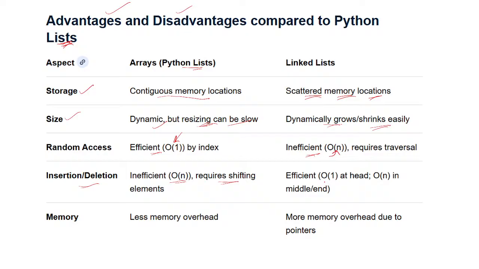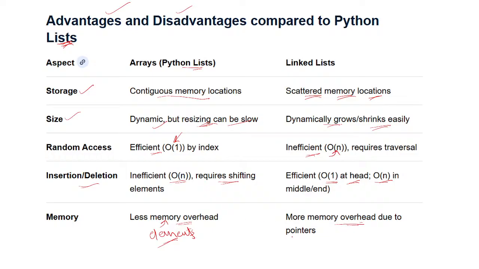But whereas here, it is constant time complexity if you want to add at the beginning, and somewhere in the middle or end, order of n time complexity. Then memory: a Python list has less memory overhead, because directly we store only elements, no extra thing is stored. So from a memory point of view it takes less memory, but the linked list takes more memory compared to a Python list.